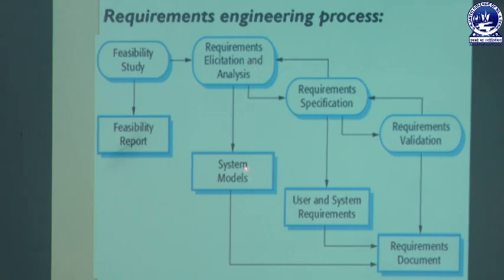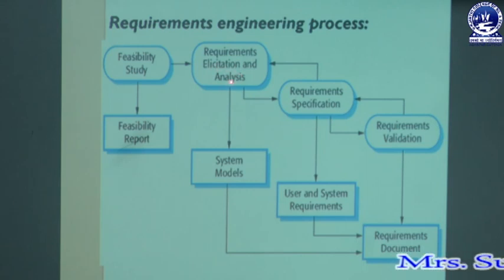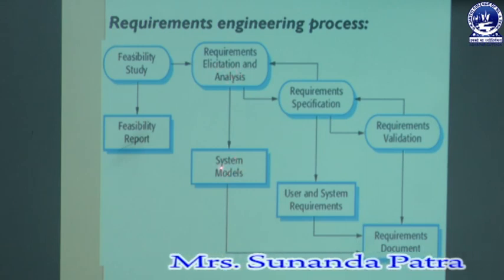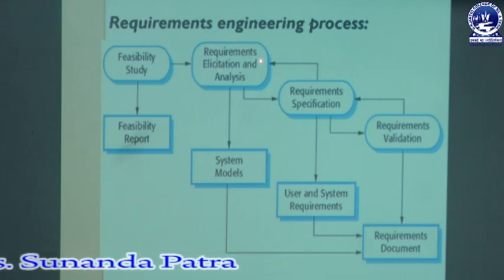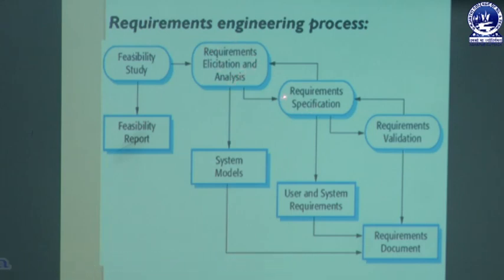We will get the system model. So, from the requirement elicitation and analysis, we will get the system model, and from there we will go for the requirement specification. Then we will again go for the requirement validation. And what do we get? We get a requirement documentation. That means, the system model released from the requirement elicitation and analysis, the user and system requirements released from requirement specification, and the requirement validation. From these three things we will get the requirement document.